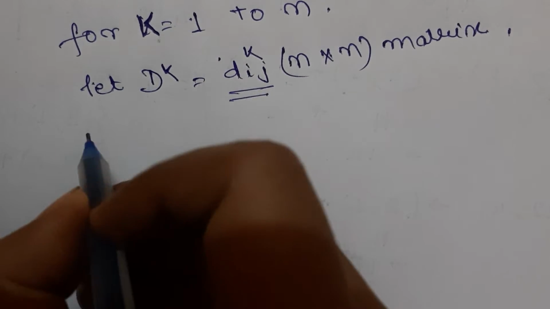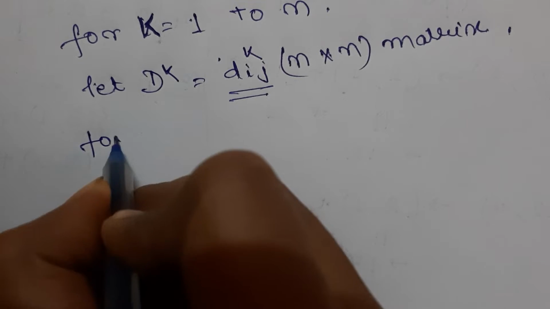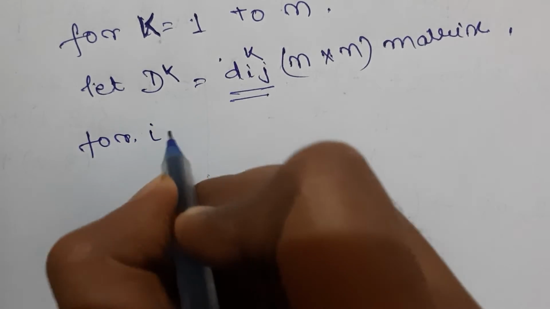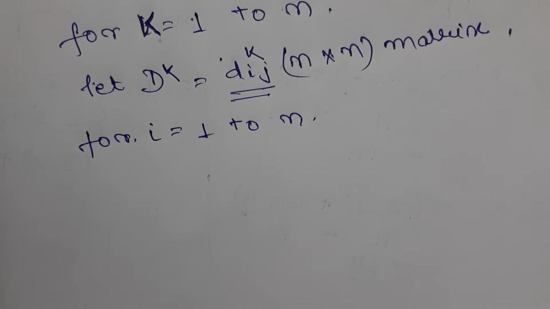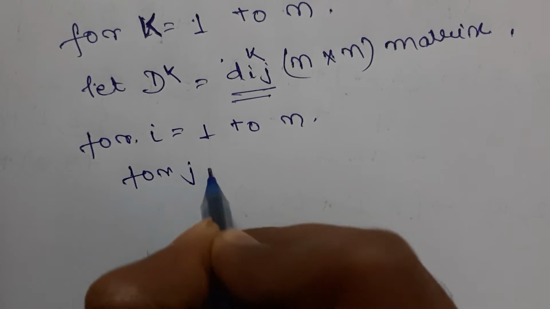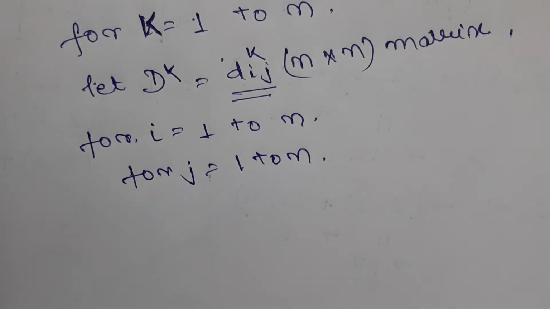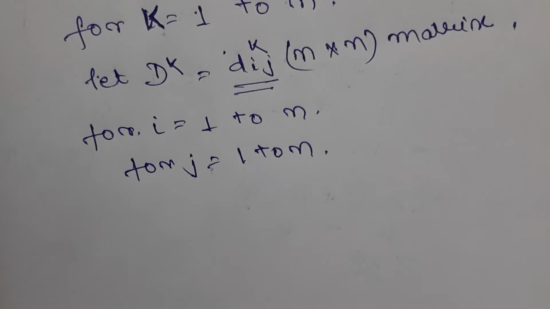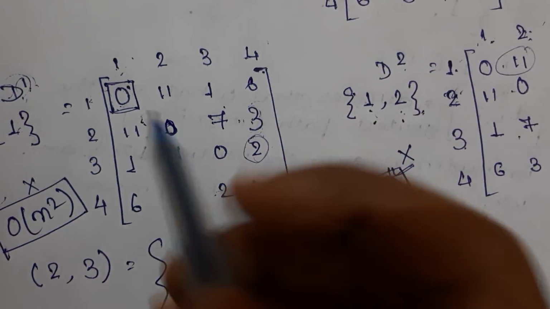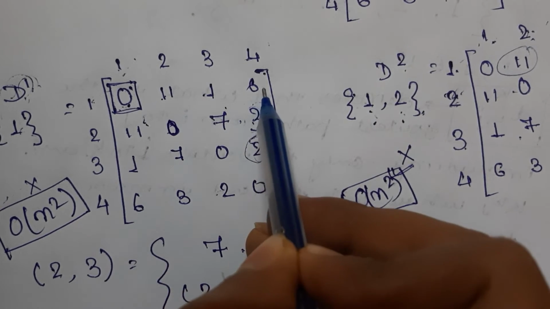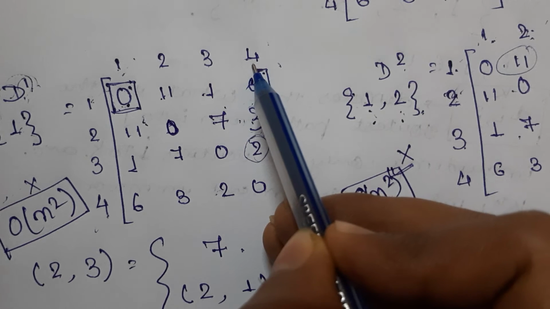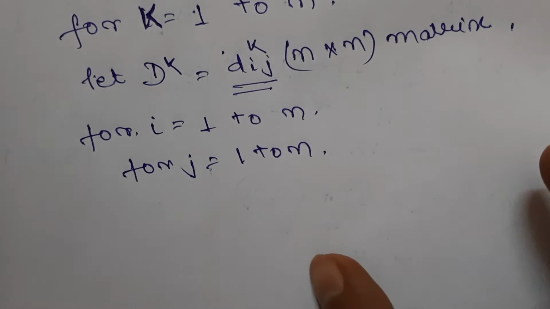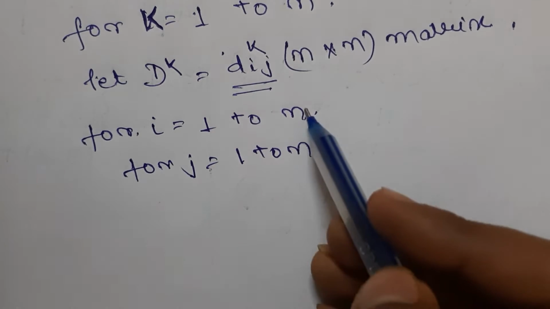So let us calculate this value. For calculating, I have to run a loop for i is equal to 1 to n, and for j is equal to 1 to n. Why am I running two loops? Because, as in the example, there is an n cross n matrix. For calculating each value, I need to run two loops for n and n. Here the loop will run for 4 cross 4. As in this program we are doing it generalized, we have done it for n cross n.